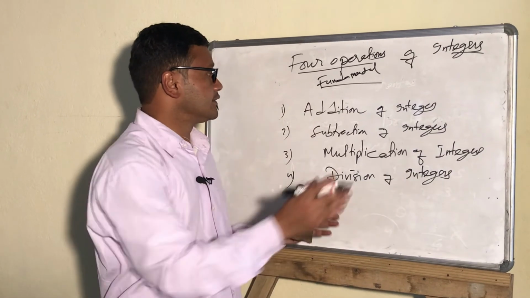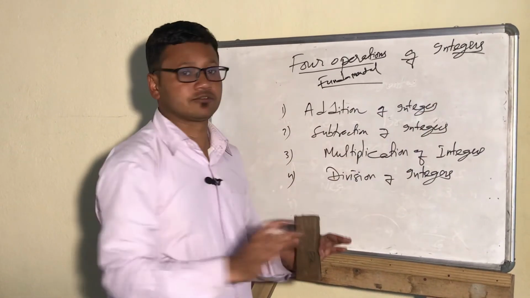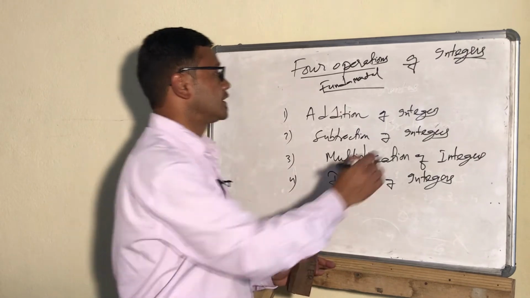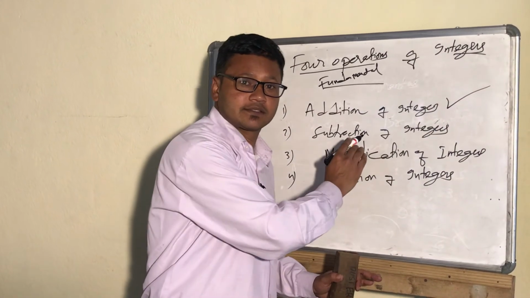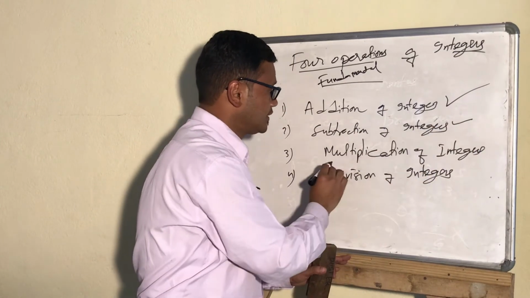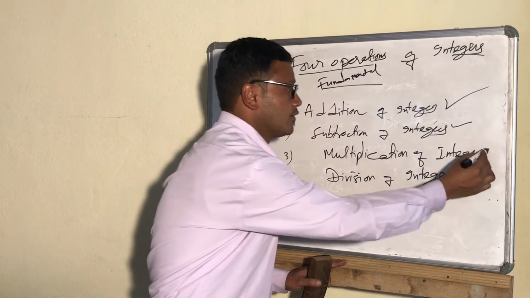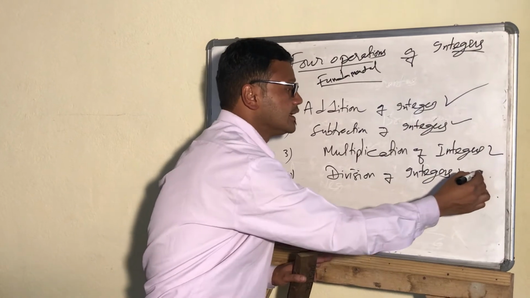Now there are 4 operations of integers, like addition of integers, okay? How we have to add integers, there is some process, some method that we must know, that is in addition of integers. And similarly number 2, subtraction of integers, okay? And number 3, multiplication of integers. And number 4, division of integers.